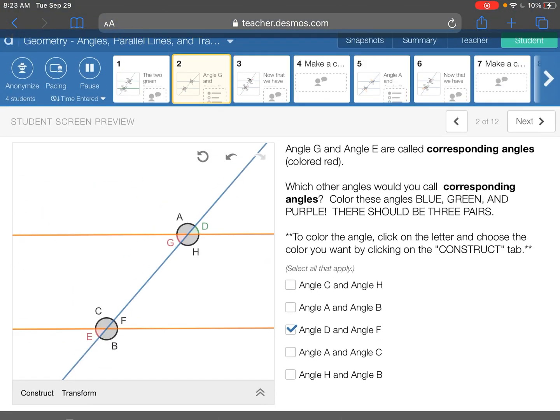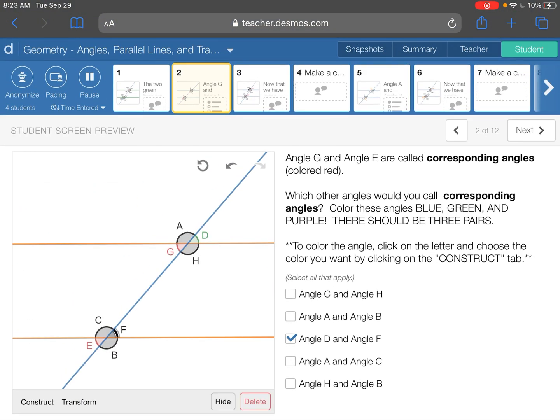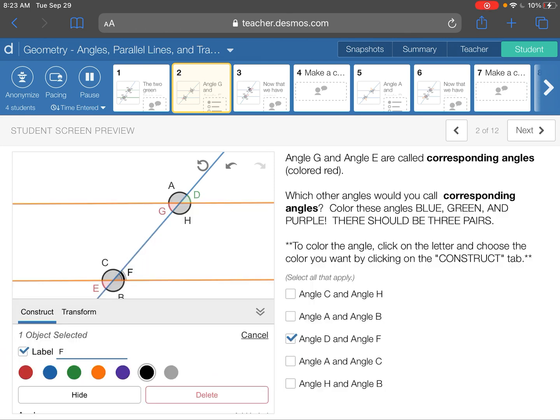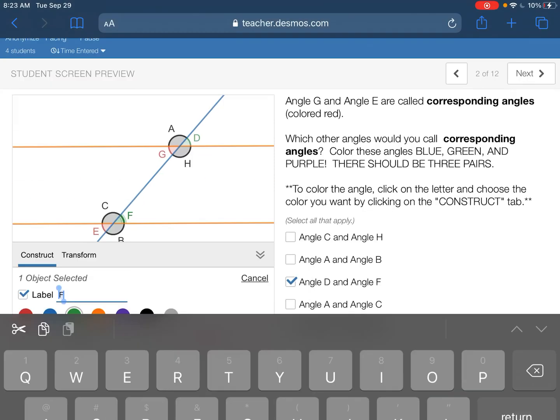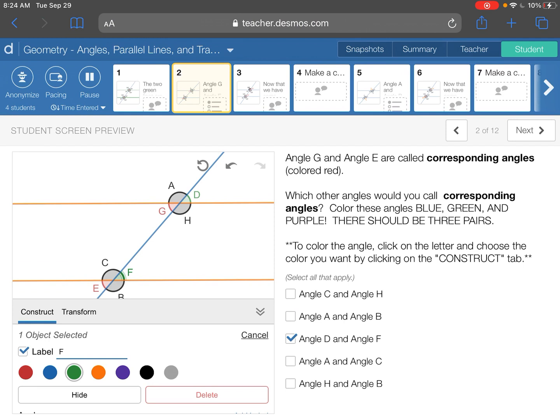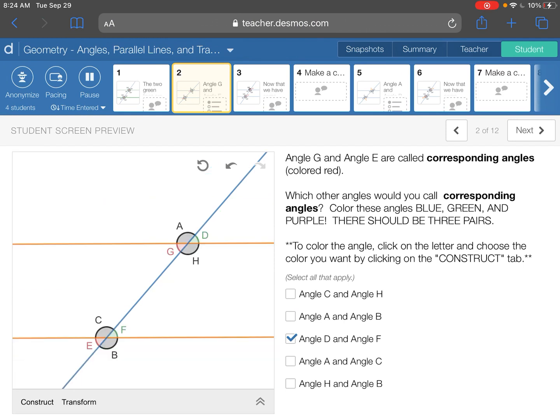Make that green. So angle D and angle F are on the same side of the transversal, but on opposite sides of the parallel lines. So that would be an example.